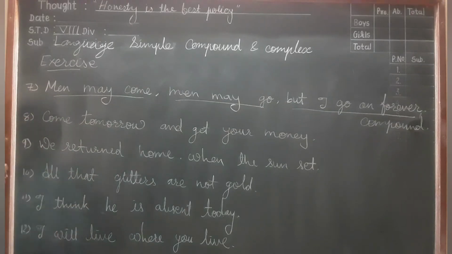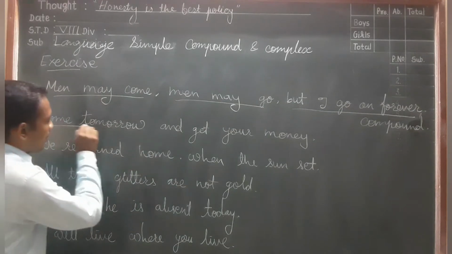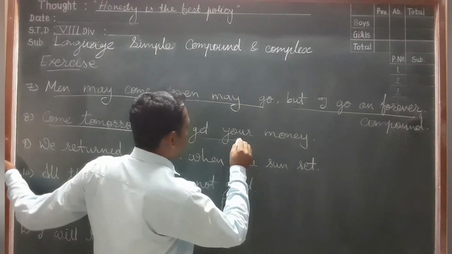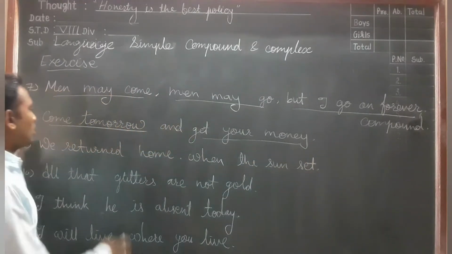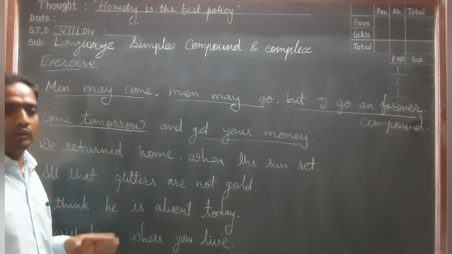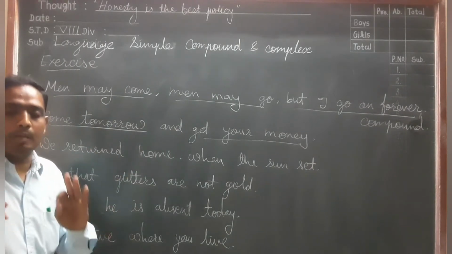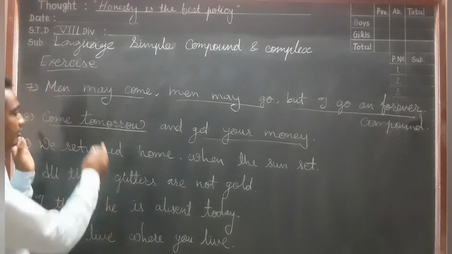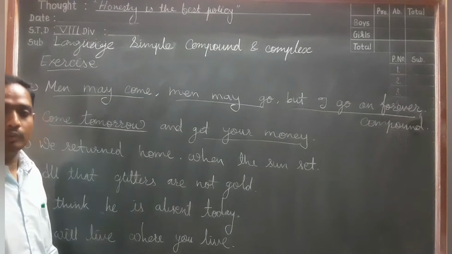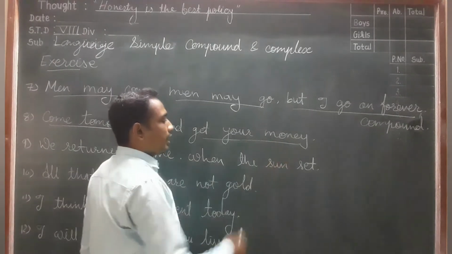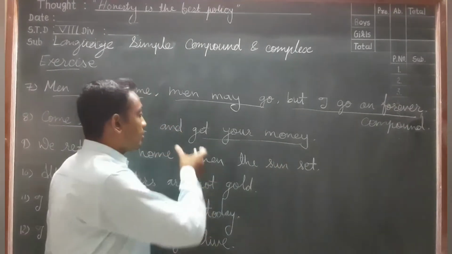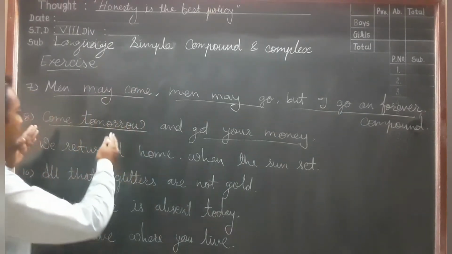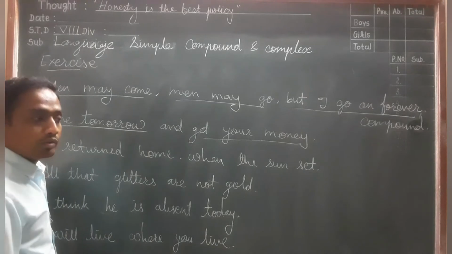Second, number 8. Come tomorrow and get your money. Come tomorrow. We know that it is an imperative sentence, a complete imperative sentence. Come tomorrow. It has one subject and predicate also. Get your money. It is also an imperative sentence. It has also subject and predicate. And they are also independent clauses.